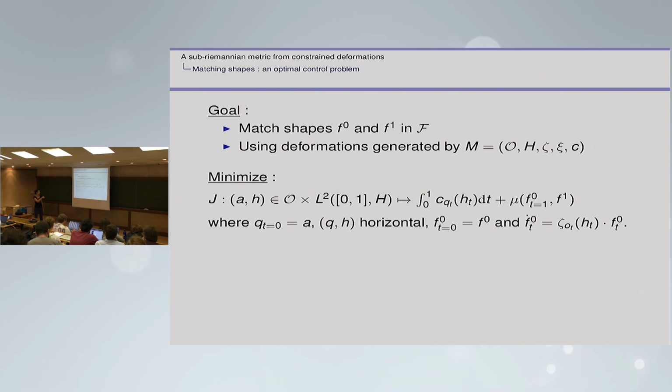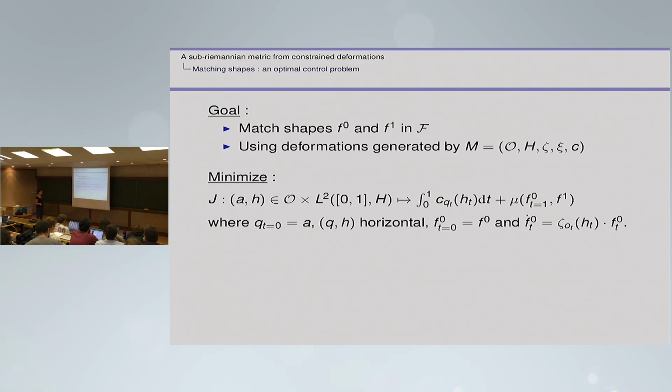It's such that QH is a horizontal for the sub-Riemann structure you have on M. And once you have QH, you have a deformation, and you can transport your source shape at each time by the deformation generated by your geometrical descriptor and your control.